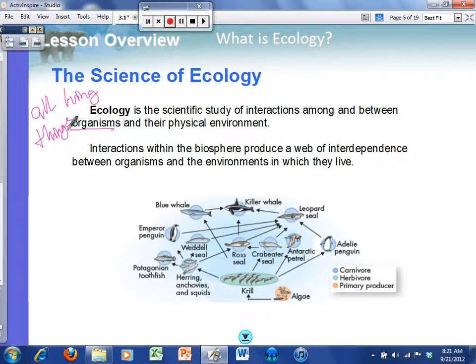Hopefully you can understand what all living things are. Organisms are living things. So, interaction of all the living things, and then this other physical environment, the other factors that are around. Okay? Interactions within the biosphere produce a web of interdependence between organisms and environments in which they live. Biosphere, which we'll get to later, is essentially all the living stuff on Earth.